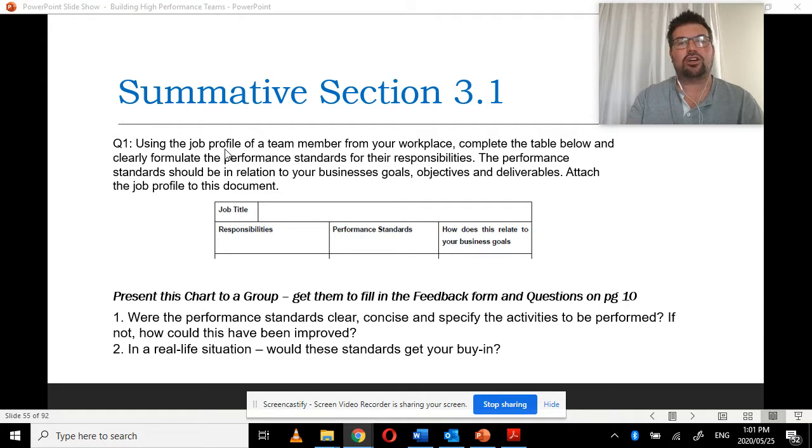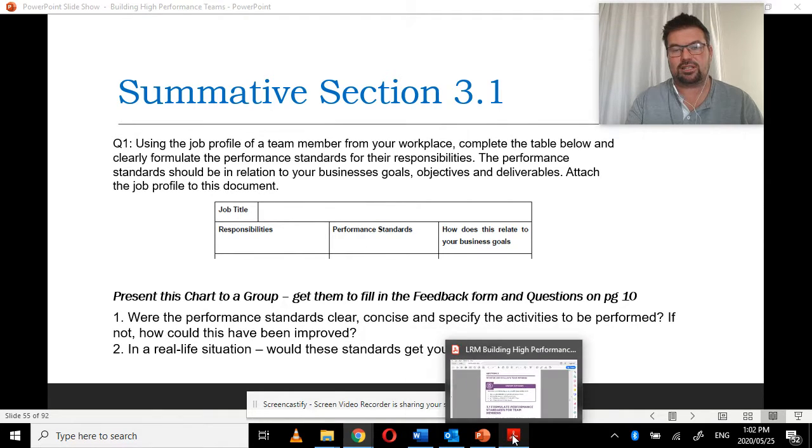Okay, so using the job profile of a team member from your workplace, go to your manager and ask for a team member profile. Complete the table below, clearly formulating the performance standards of their responsibilities. The performance standards should be in relation to your business goals, objectives, and deliverables. Attach the job profile to this document. So take the job profile that you have received, attach it to this portfolio of evidence, but now I want you to fill in this table.